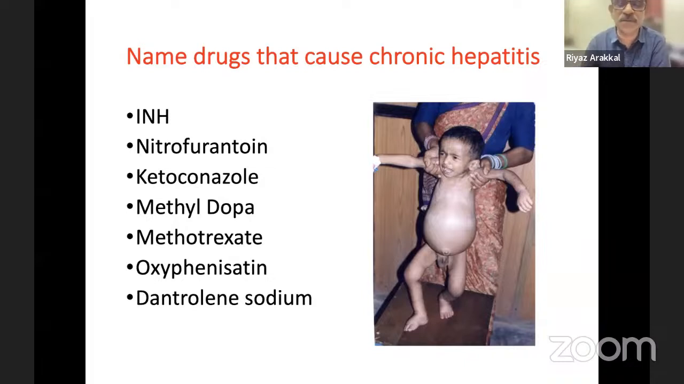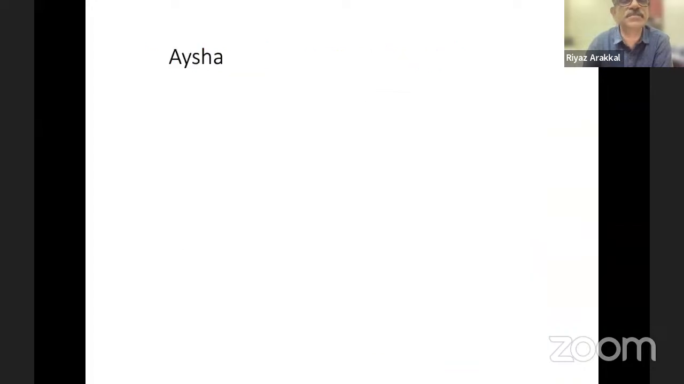Another one is dantrolene sodium. It is used for malignant hyperthermia. What are the other uses of dantrolene sodium in neurology? Anybody in the chat box? They're not fond of neurology. Diazepam, dantrolene sodium, baclofen, tizanidine, all these are used to reduce the spasm in spastic cerebral palsy; they are antispastic drugs. One of them is dantrolene sodium, which can also cause chronic liver disease.